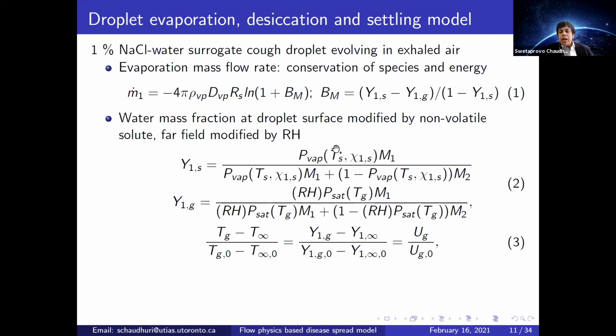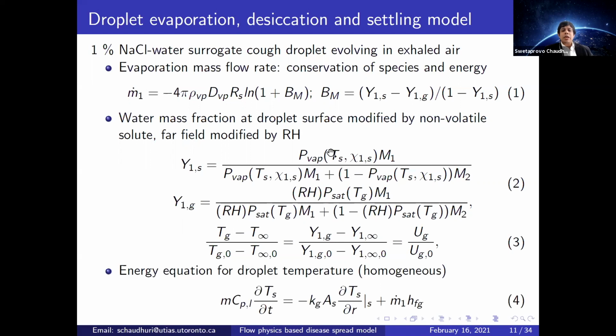Now we still need to know the temperature of the water on the droplet surface, and that we can obtain by solving the energy equation for the droplet temperature. And we assume that the droplet temperature is homogeneous throughout the droplet volume, and that's a very good assumption. Okay, so this is the equation that we need to solve, and this yields the temperature.